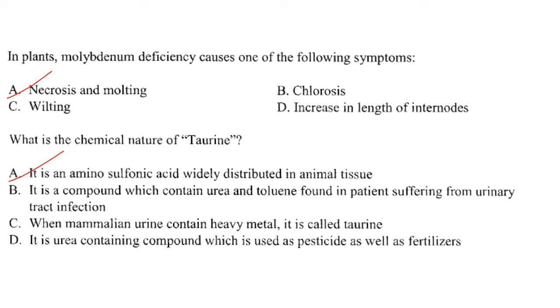Then next one. In plants, molybdenum deficiency causes one of the following symptoms. What is it? It is mottling and necrosis. Answer is option A. What is the chemical nature of taurine? So taurine, it is an amino sulfonic acid widely distributed in animal tissue. Answer is option A.